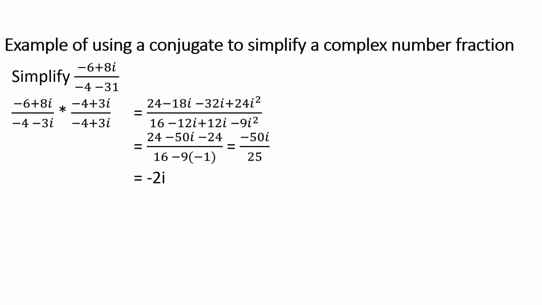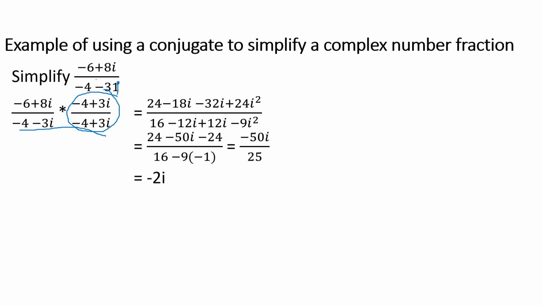Negative 6 plus 8i over negative 4 minus 3i. And that should be 3i, not 31, which I've done correctly in the rest of them. The conjugate of negative 4 minus 3i is negative 4 plus 3i right here. And the same as 1, so I'm just rearranging it. And when I multiply this out, let's do the denominator first. Negative 4 minus 3i times negative 4 plus 3i. It's a difference of squares.